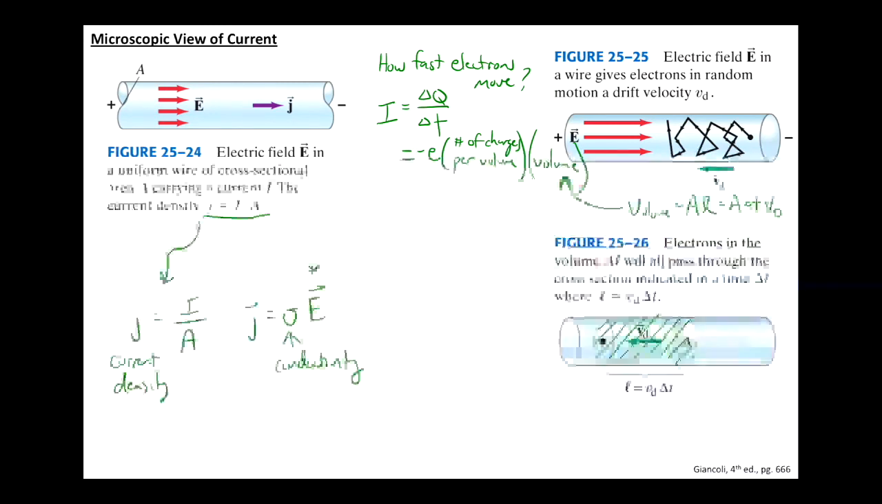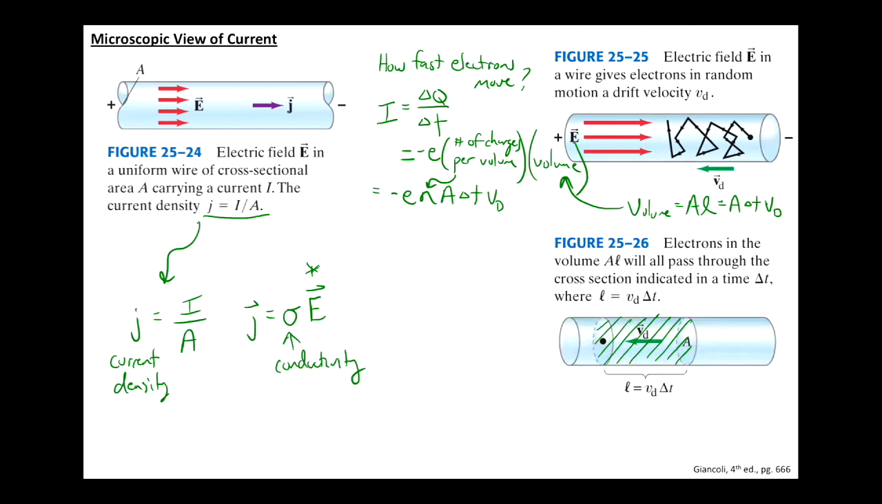And I'm going to use a lowercase n to represent the number of charges per volume. So that means now we have minus e times n times this volume thing, which is A times delta t times the velocity, the drift velocity. And please, let's not leave out that delta t in the previous step. All of that was over delta t. So the delta t's cancel, and now I have current is equal to minus e n A times the drift velocity.